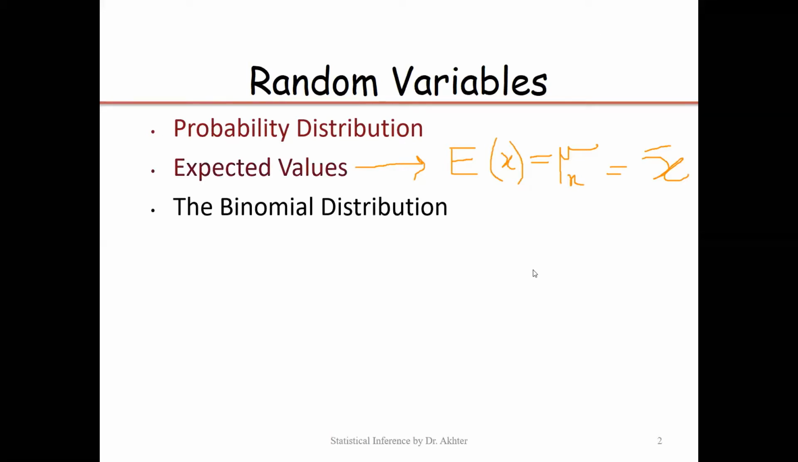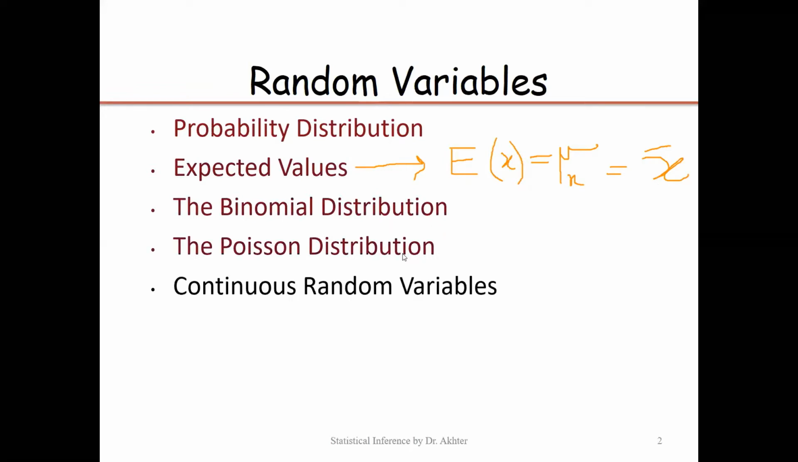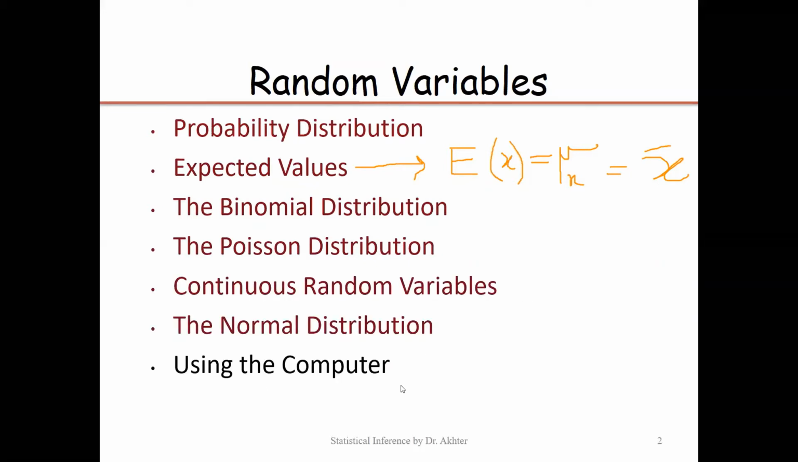Then binomial distribution, as I told you, and the Poisson distribution is an extension of the binomial distribution. Then continuous random variable, we have a normal distribution and some computer functions we have to describe here for finding the probabilities of the Poisson, binomial, and normal distribution. That is the end of this presentation.